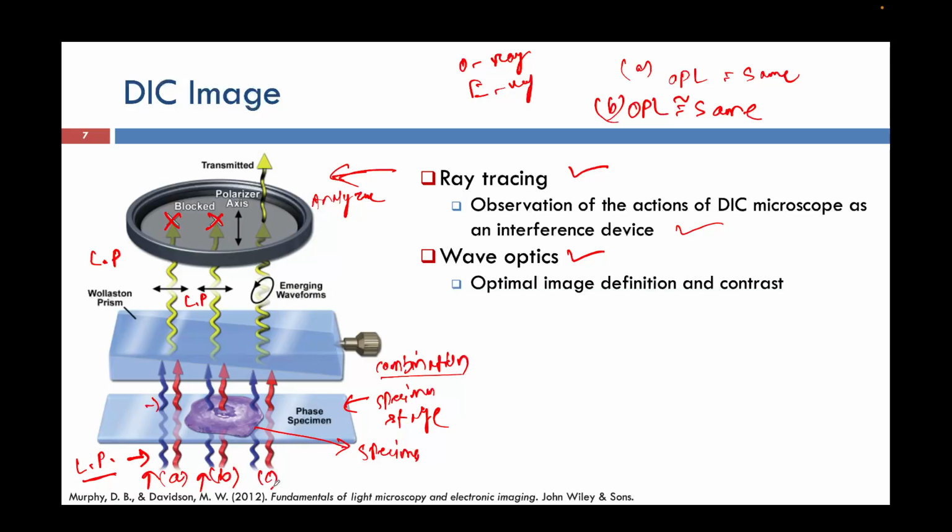Now coming to the case of C, where one of the rays, whether it's the ordinary ray or the extraordinary ray, will go through the specimen, and the other ray will go through the specimen stage. Then what will happen in this case? If we send linearly polarized light, then after interacting, it will become elliptically polarized light. Why will it become elliptically polarized light?